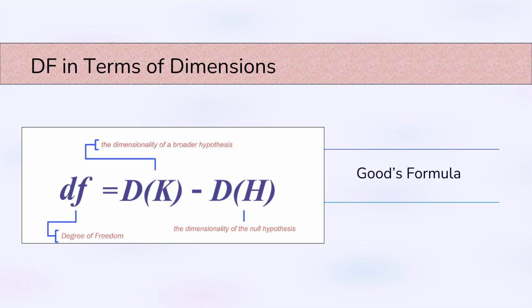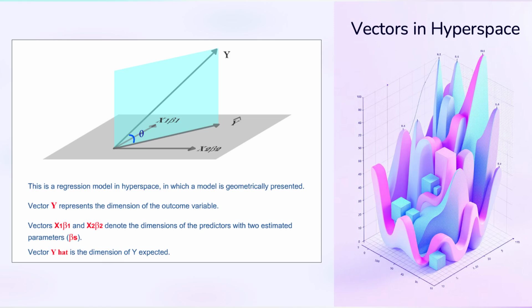Next, degrees of freedom are illustrated in terms of dimensionality and parameters. According to I.J. Good, degrees of freedom can be expressed as dk minus dh. dk is the dimensionality of a broader hypothesis, such as a full model in regression. dh is the dimensionality of the null hypothesis, such as a restricted or null model. In this figure, vectors in hyperspace that represent variables are used for illustrating a regression model. It is important to point out that the illustration is only a metaphor to make comprehension easier. Vectors do not behave literally as shown.